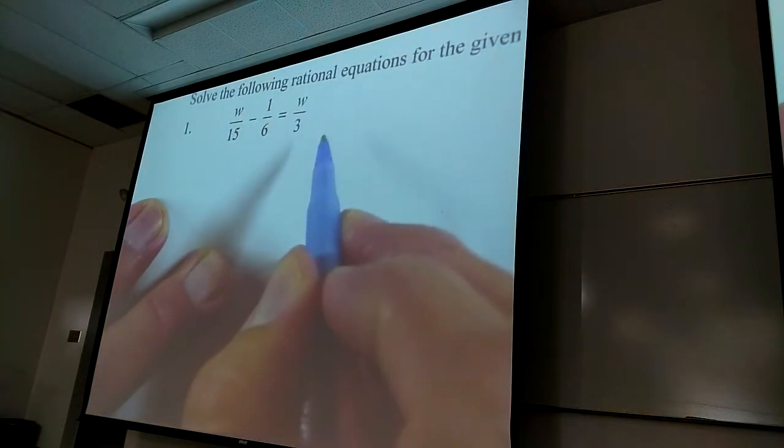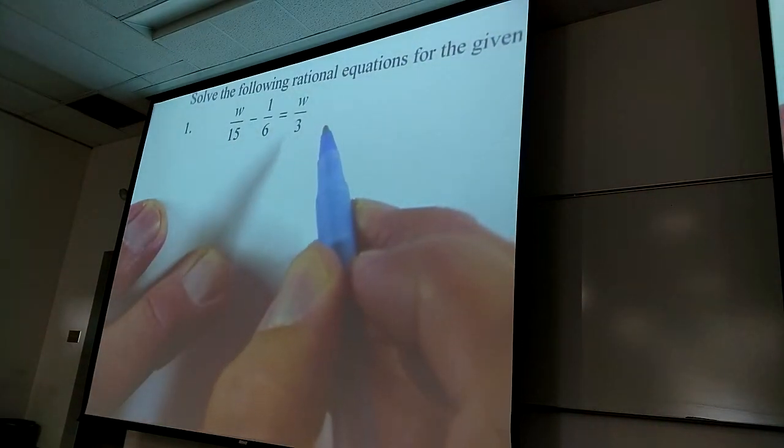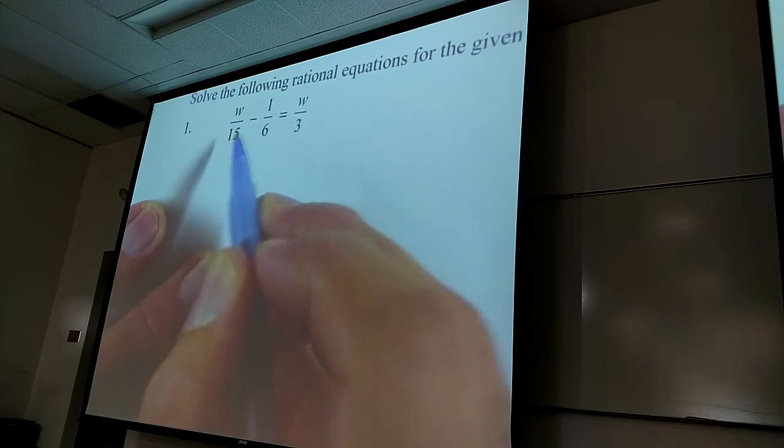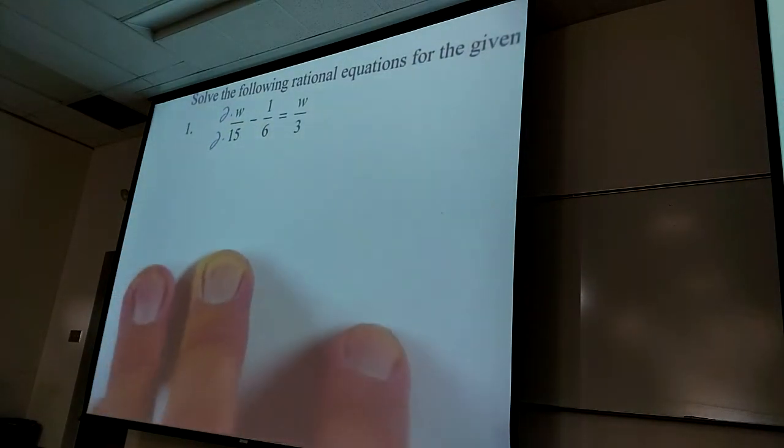What is the LCD? 30. Now make everybody have a 30 then. How do you make this first one have a 30? So really it's the same idea, isn't it? You're giving them all what they're missing.